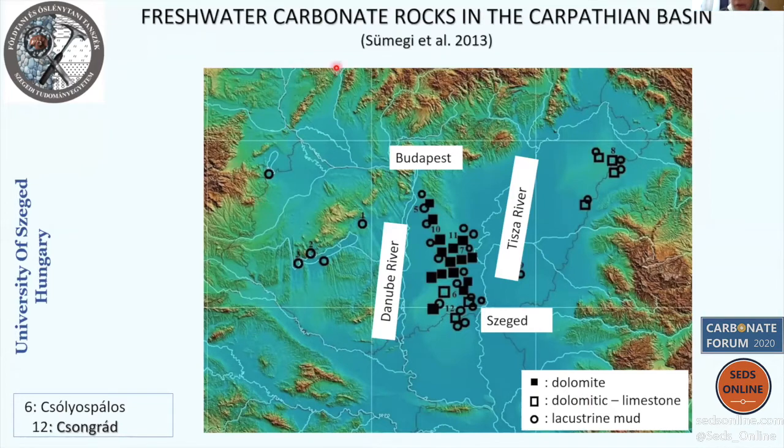Freshwater carbonate rocks in the Carpathian Basin, according to previous researchers, appear in different types of carbonate. The dolomite and the dolomitic limestone spread over the area, and the lacustrine mud spreads over the area too. I focus on Szohos-Palosh, my study area, at the 6th and 12th for the district of my study area.